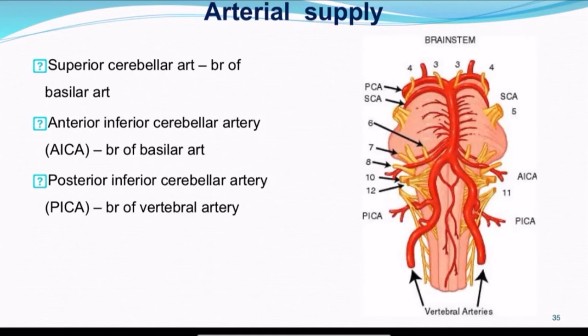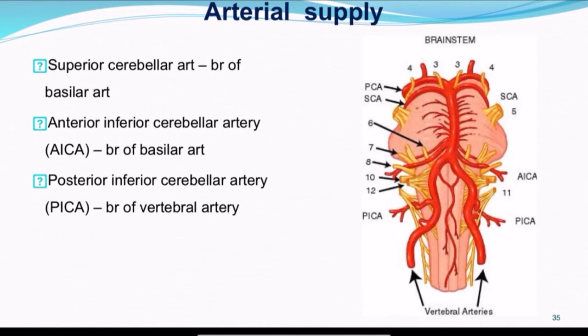Having finished with most of the cerebellum, now moving on to the blood supply. Its arterial supply is by the superior cerebellar artery, a branch of the basilar artery; the anterior inferior cerebellar artery, known as AICA, a branch of the basilar artery again; and the posterior inferior cerebellar artery, PICA, a branch of the vertebral artery. So these are the main arteries supplying the cerebellum. The basilar artery is formed by the fusion of the two vertebral arteries on the basilar groove on the ventral surface of the pons. The posterior inferior cerebellar artery is a branch of the vertebral artery itself.